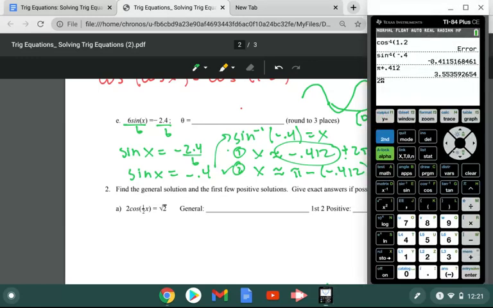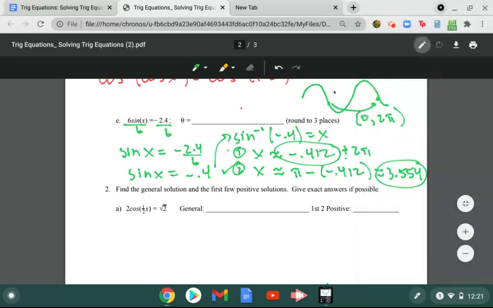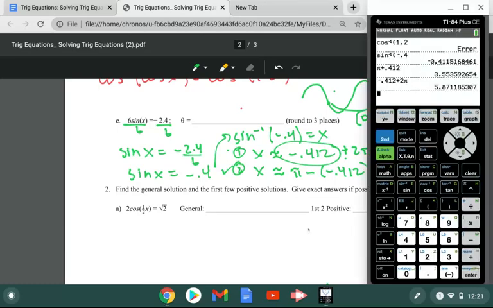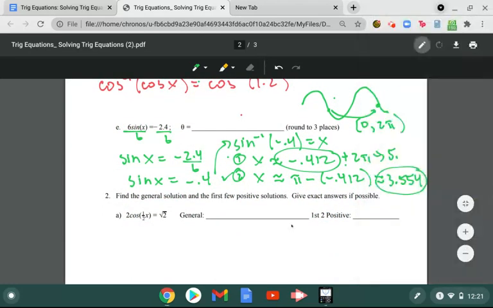Calculator, come back. So let me do this again. So negative 0.412 plus 2 pi. And that's just going to find me the next solution based on the base solution. And that one is within my interval. 2 pi is, what is it, 6.28 or something. So 5.871 is going to be my second solution. Now I've got my two solutions on the interval that I was asked for. So 3.554 and then 5.871.